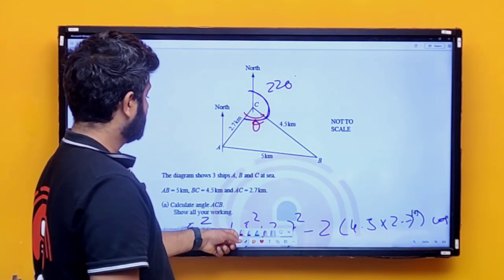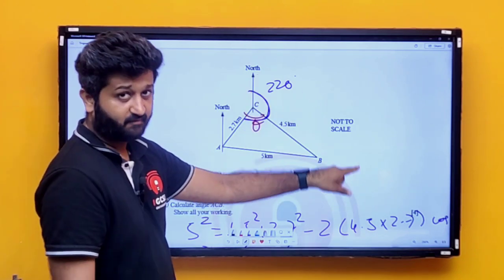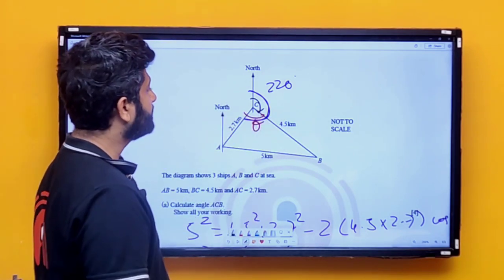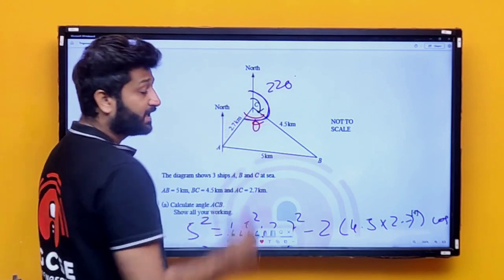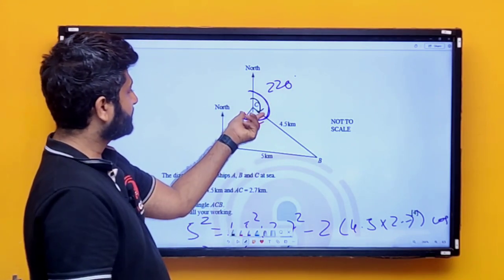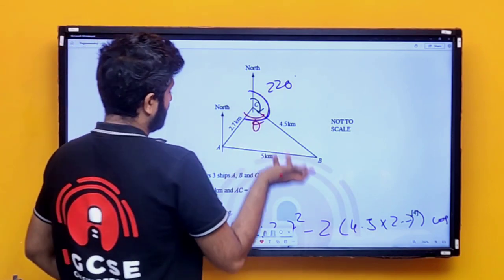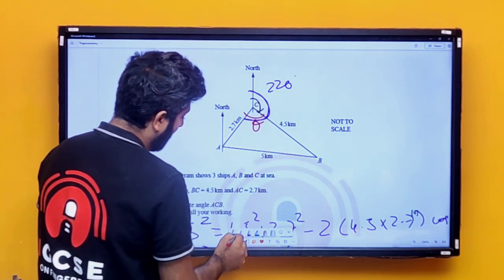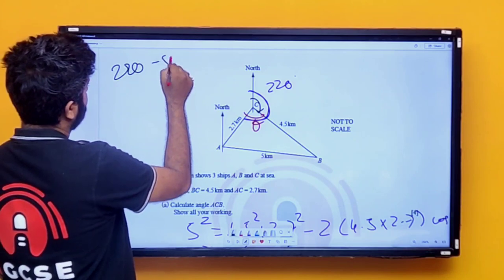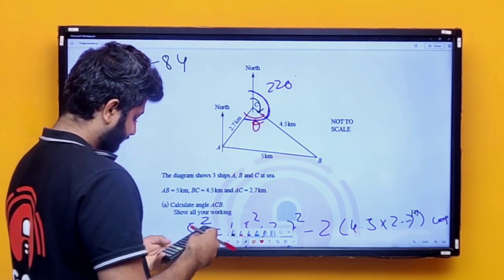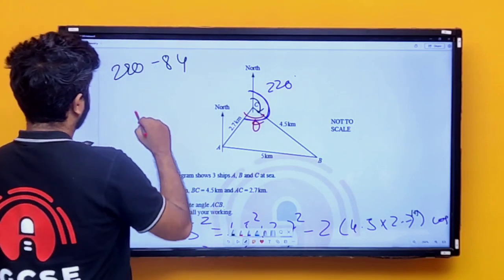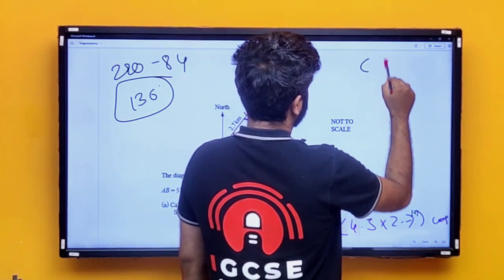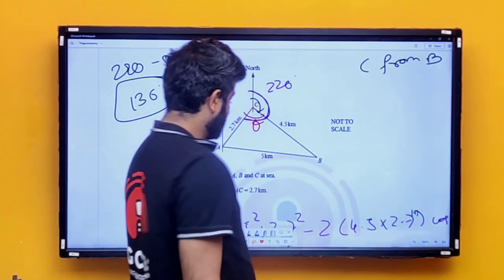I have been told to find the bearing of B from C, which means I am standing at C and I have to look towards B. So as we know, this is 220 degrees. We just found out this as 84 degrees. I can now say that this angle shaded in black is 220 minus 84, right? 136 is my answer.